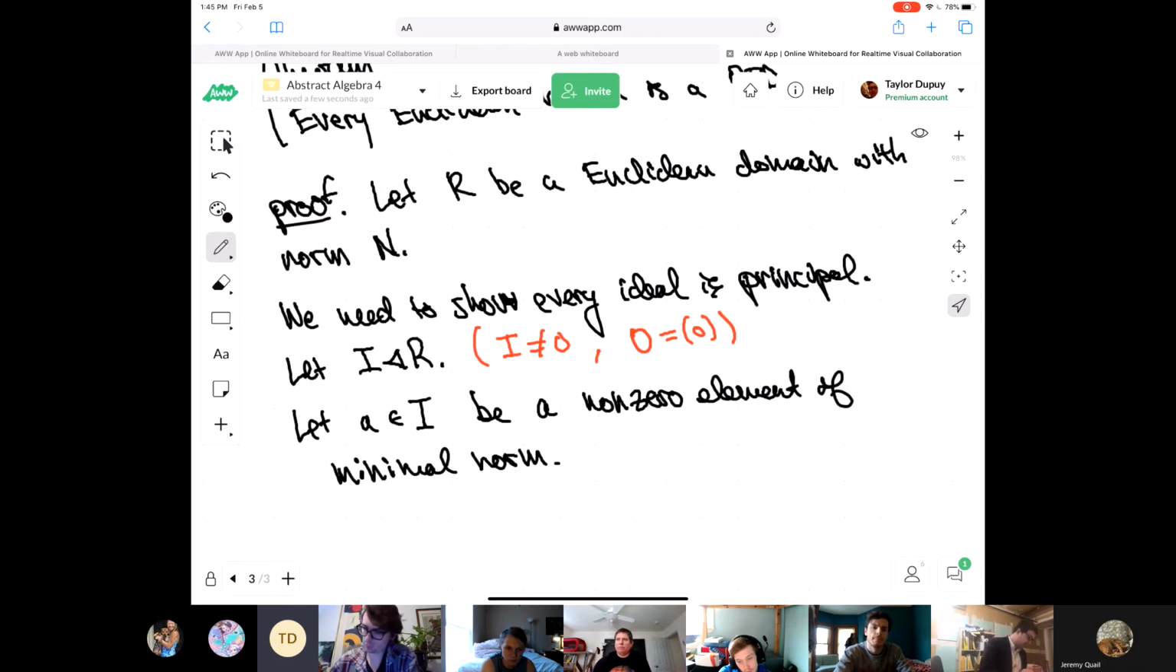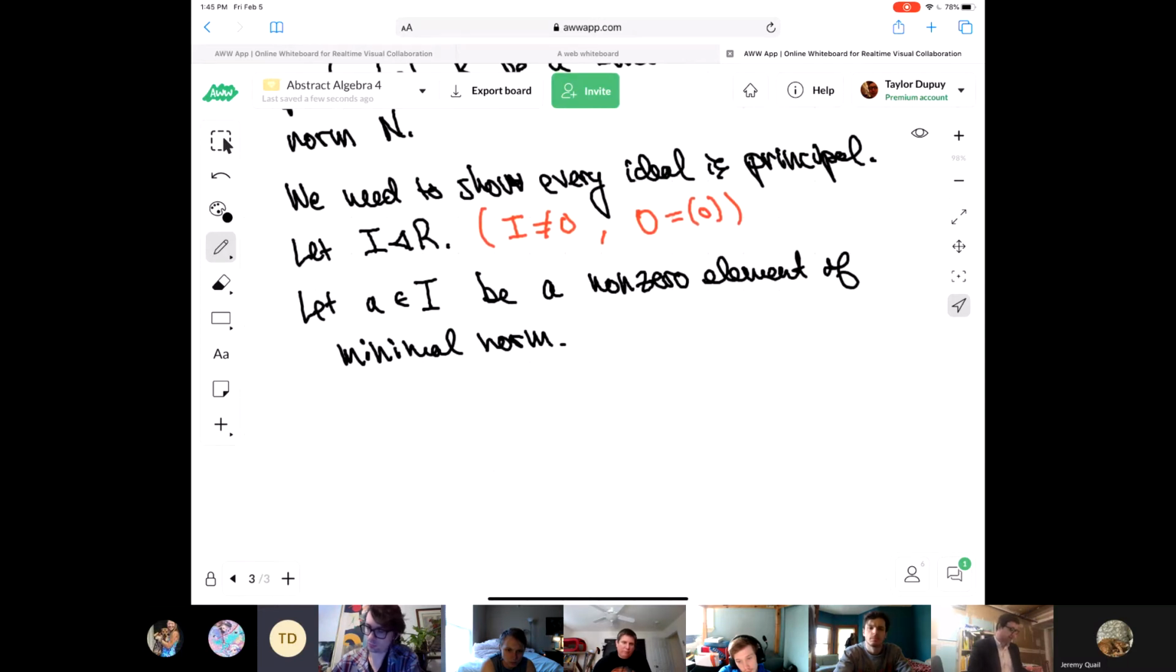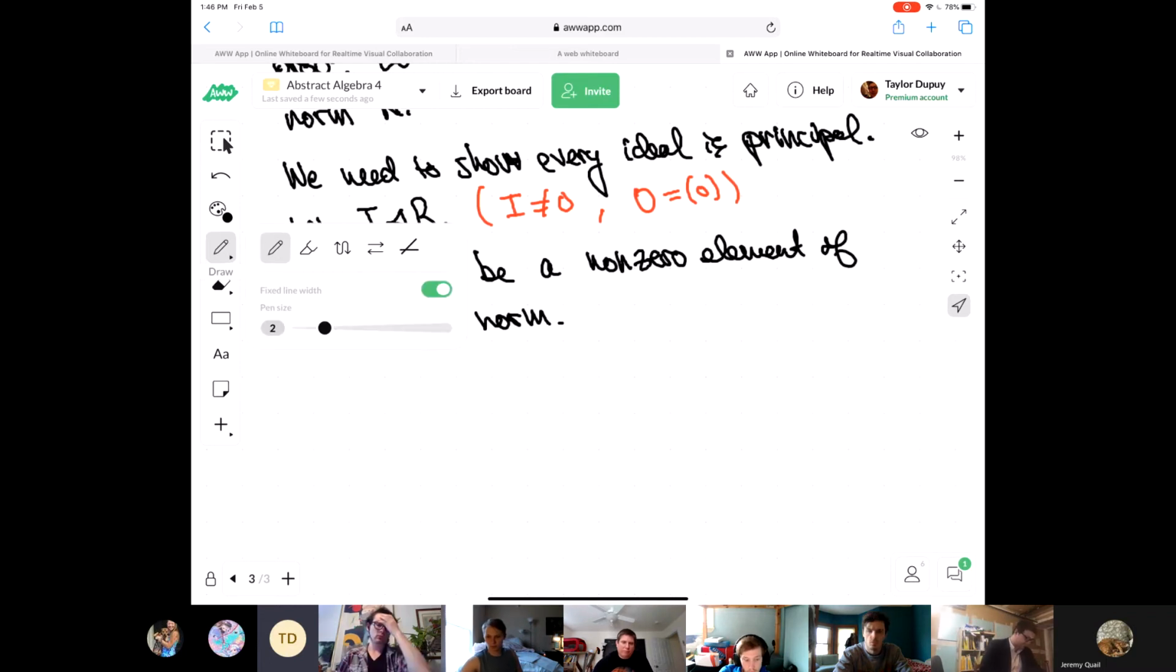Does anyone want to talk about why the non-zero elements of a minimal norm exist? Let me just say why this exists. In an ideal, you can take all the elements in the ideal, and then take all their norms. That gives me a collection of non-negative integers. Any subset of integers has a minimal element by the well-ordering principle. And because that's an element of the set, there exists an element A of that norm. So such a thing exists.